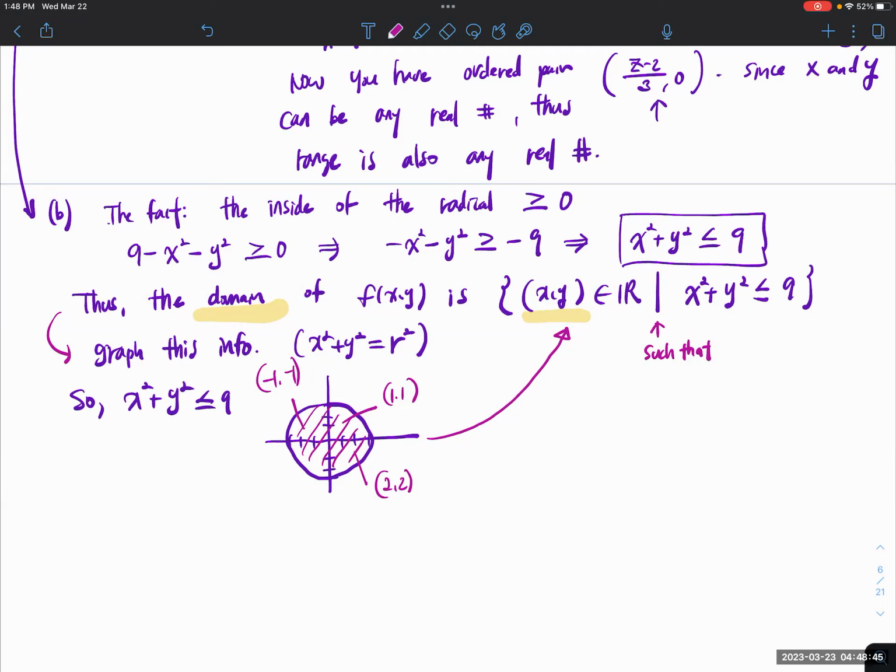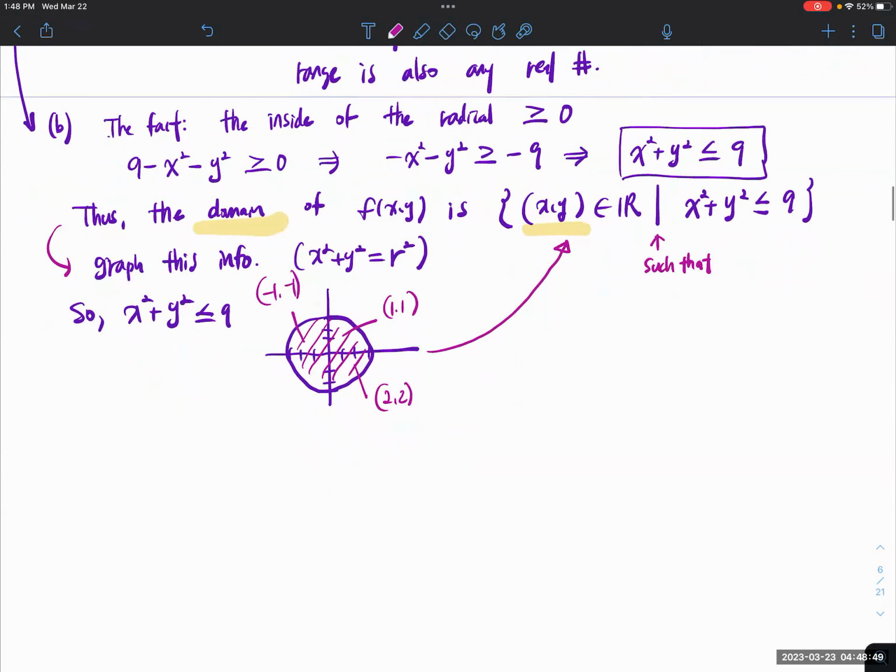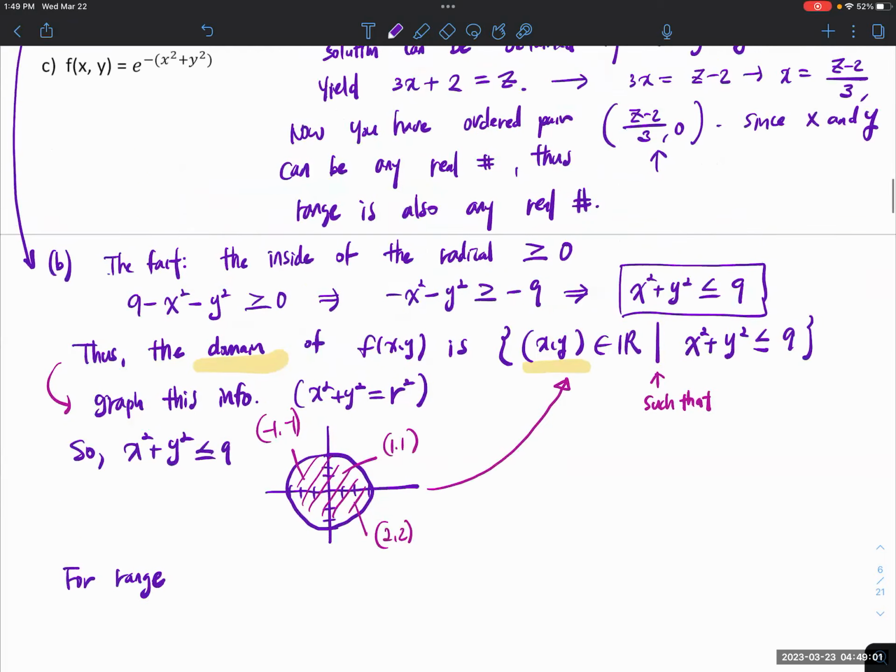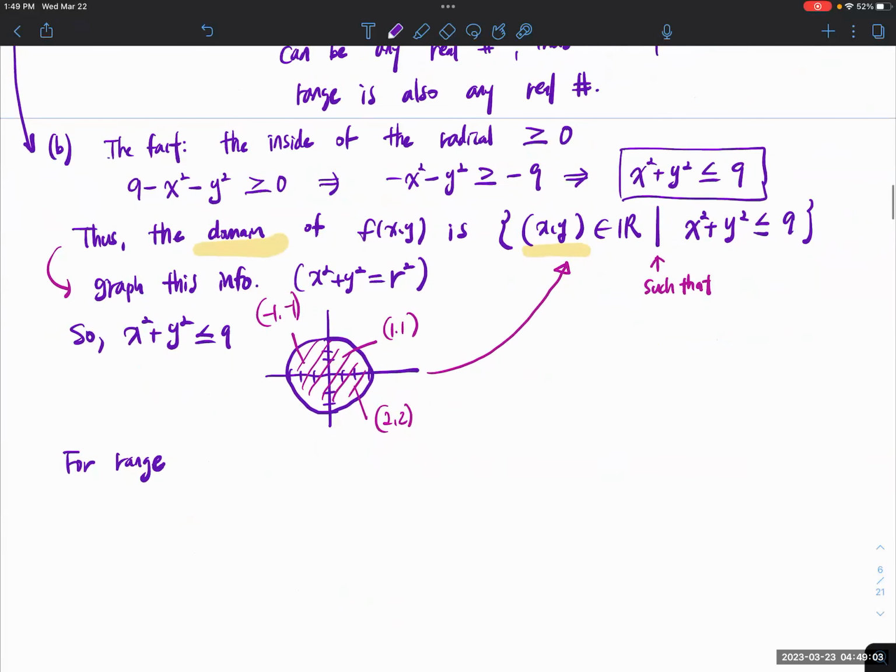Okay, now the next step is the range. One more time, domain, we defined that. Let's go to the range. What is a range? For a range, we know that whatever the outcomes of this function are, all the components of the outcome, that is going to be the range, right?